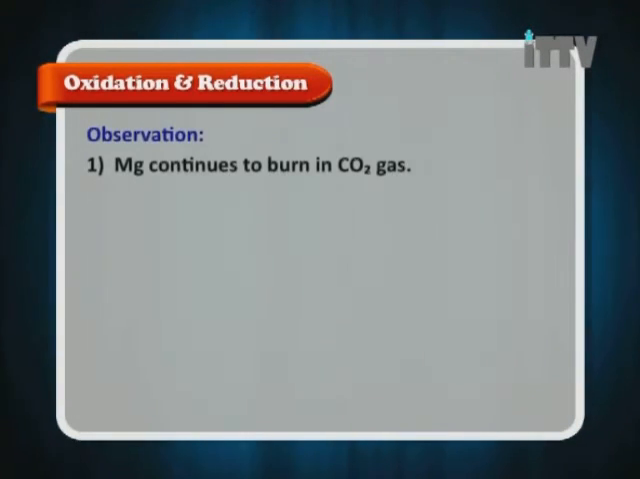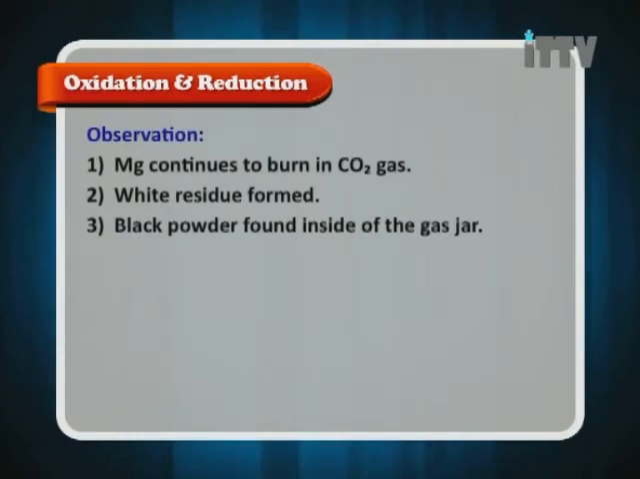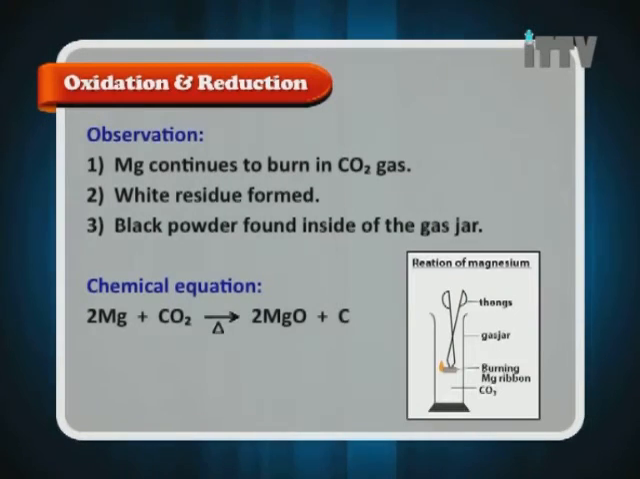So the observation would be, there are three observations. Firstly, magnesium continues to burn in carbon dioxide gas. Secondly, white residue is formed. And thirdly, a black powder is found inside of the gas jar. So, what is the chemical equation involved?